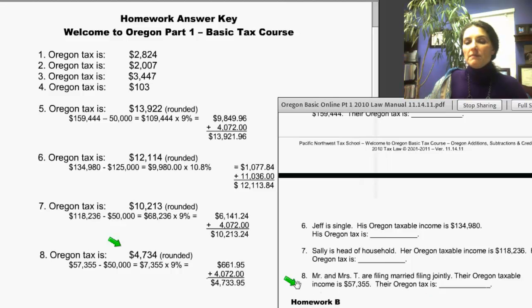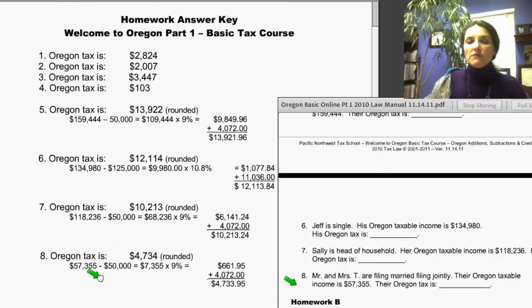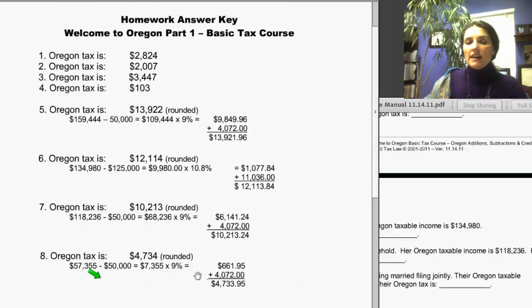Finally, we have question number 8. Mr. and Mrs. T are married filing jointly. Their Oregon taxable income is $57,355. The first $50,000 of income has a tax owing on it again of $4,072. So we're only interested in the amount that exceeds $50,000 for the year. So $57,355 minus $50,000 leaves us $7,355. We multiply that by 9%, and we get $661.95. We add that to $4,072, and we have $4,733.95, which rounds up to $4,734 as being the correct answer.